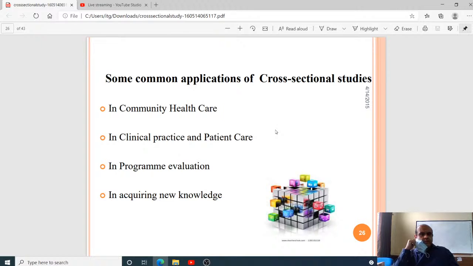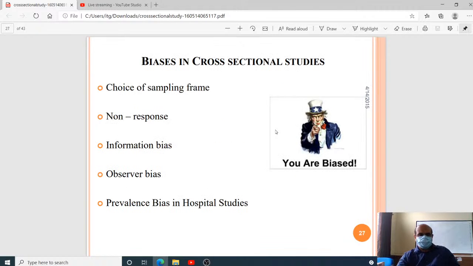Some common applications for cross-sectional studies can be applied in community health care, in clinical practice and patient care, in program evaluation, and acquiring new knowledge. The biases in cross-sectional studies are choice of sampling frame and non-response.